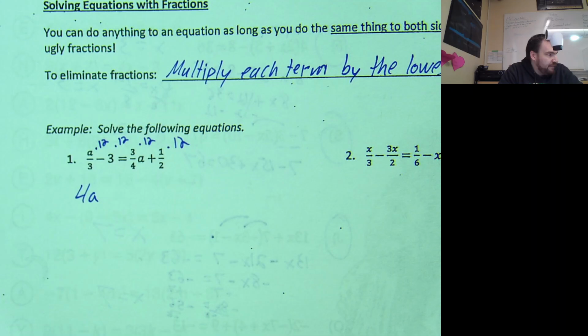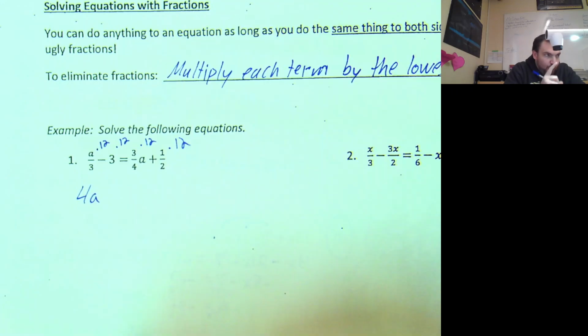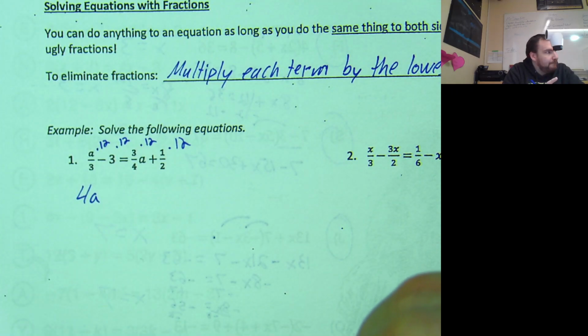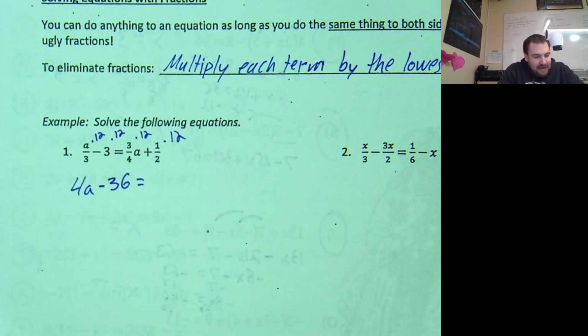We cool with what I've done there? Okay. And then negative 3 times 12 is? Negative 36, thank you. How about 3 over 4a times 12?